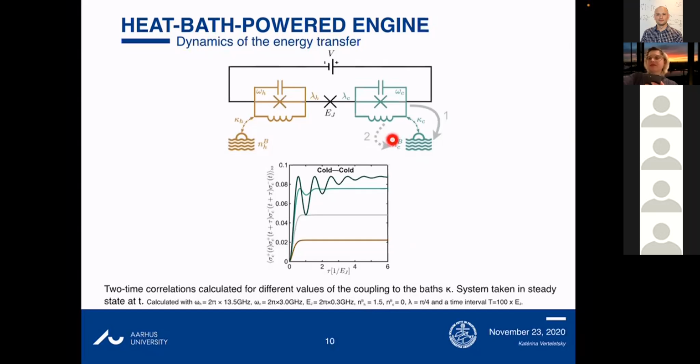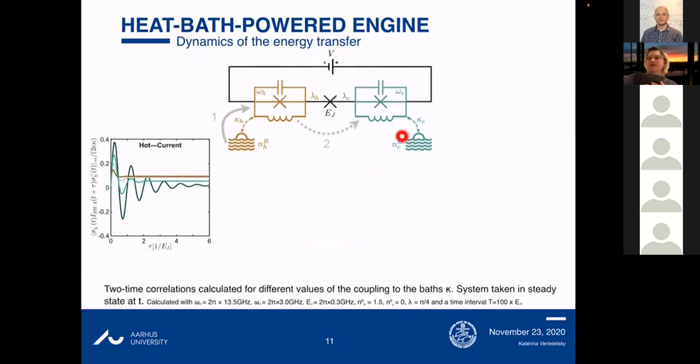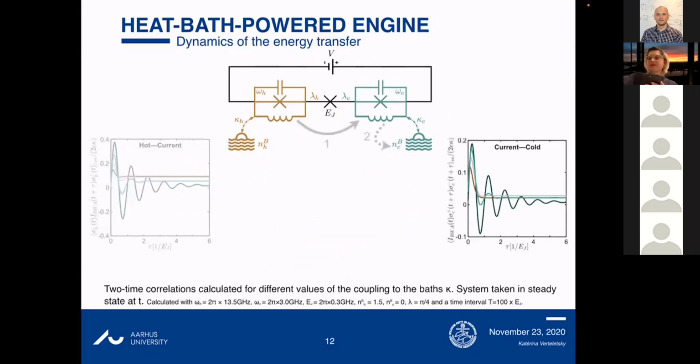But then we can see that if we lower that coupling, those oscillations appear in our correlation function. And if we look at, for example, the 2-time correlation function from the emission from the hot bath and the current, we also see those oscillations. So we see that there is another delay here, which is basically the time that it takes for the excitation to go through this part of the engine, but also an oscillation that goes to positive and negative values in current. And the same if we look at the correlation function from the current to the emission into the cold bath.